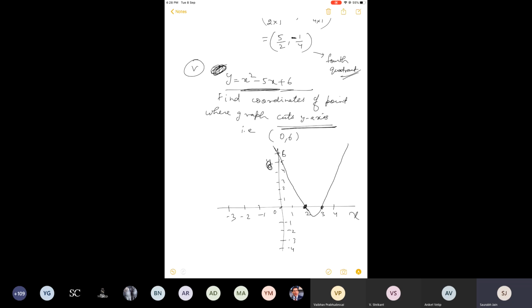If possible, find the roots. They are 2 and 3 only. I have marked them. Fourth thing, vertex. See this thing. If someone asks what are the coordinates, we have the formula. So it is 5 by 2 comma minus 1 by 4. It is turning at this point, and this point is in the fourth quadrant. So this is correct because I have drawn the fourth quadrant only. And finally, this particular point, it is 0 comma 6.